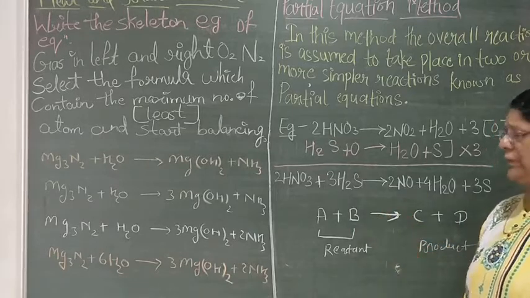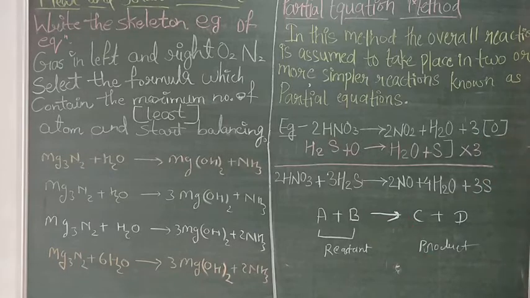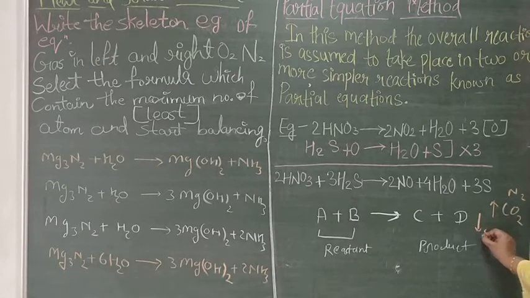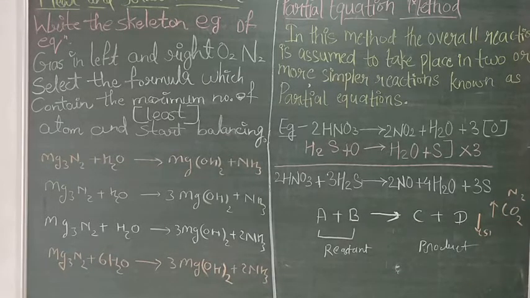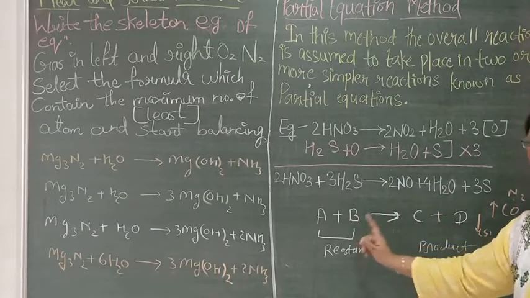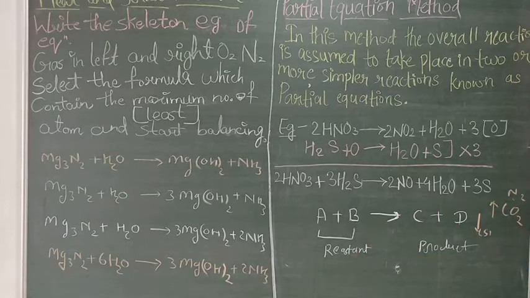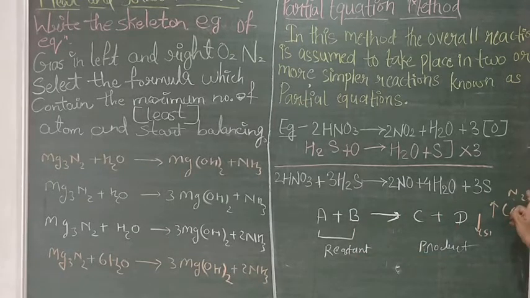Now the most important thing is that if any gaseous molecule is evolving, we show it with an upward arrow. Suppose CO2 or N2 is evolving during the reaction, we show an upward arrow, and if any solid is evolving, we show a downward arrow. All gaseous molecules will always be written in molecular form, on the right side as well as the left side.